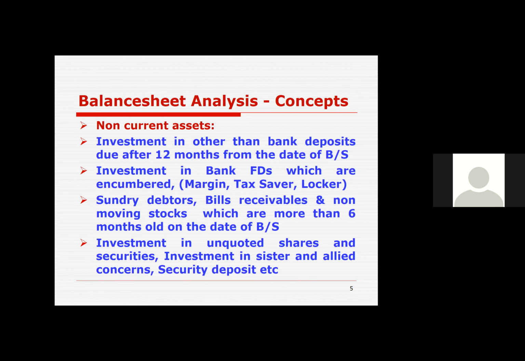Why I am telling this: in the exam they will give an example, and for the options you give, you have to pick which is a non-current asset item. That is why you should understand these concepts. So sundry debtors, bills receivable, and non-moving stocks which are more than 6 months old on the date of the balance sheet are classified as non-current assets. Similarly, investment in unquoted shares and securities, investment in sister and allied concerns, and security deposit given to somebody are all called non-current asset.